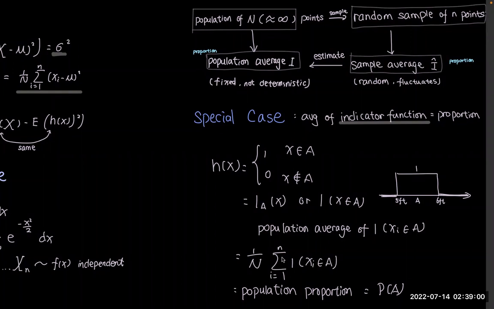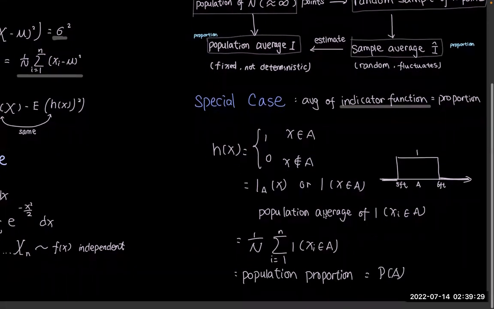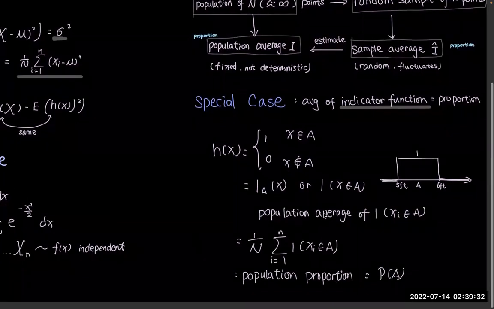Because here you just count how many points are in A, and then you divide this by the total number. So you get the population proportion. And if you randomly sample a point, then the probability you get a point in A will be the population proportion, according to axiom 0. So under random sampling, the population proportion becomes the probability that a random point belongs to A. This is from axiom 0 under equally likely sampling.